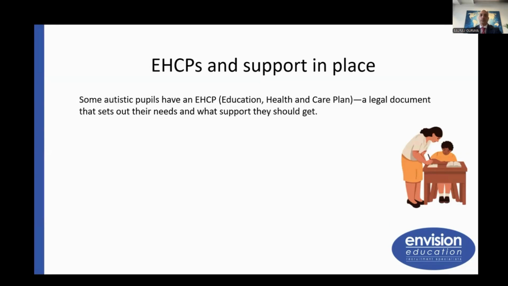So what you'll find is children who have special educational needs will most likely have an education, health and care plan in place. And this is essentially a document that sets out their needs and what support they should get. This is given by the local government, the council, and it's essentially provided to schools when they tell them that there's a child that needs extra support due to special educational needs. What will happen is they will then be assessed to find what specific needs they have and then be given an education, health and care plan.